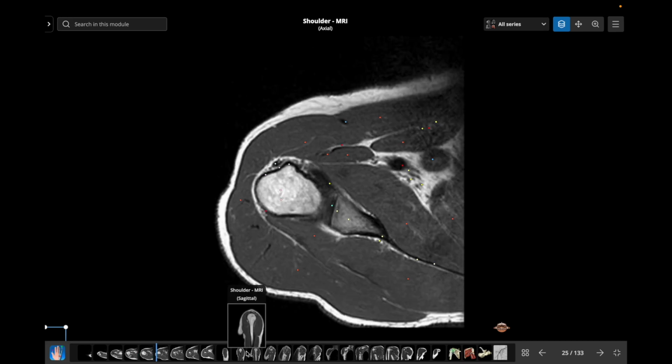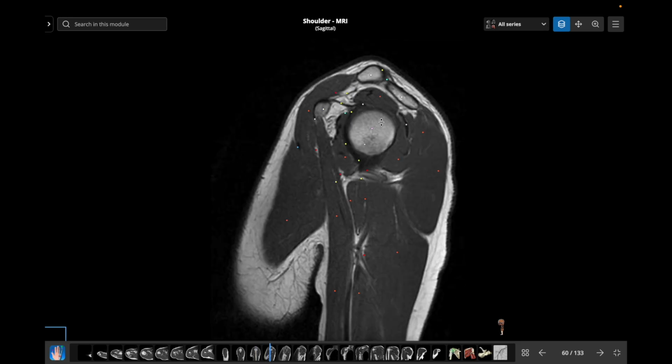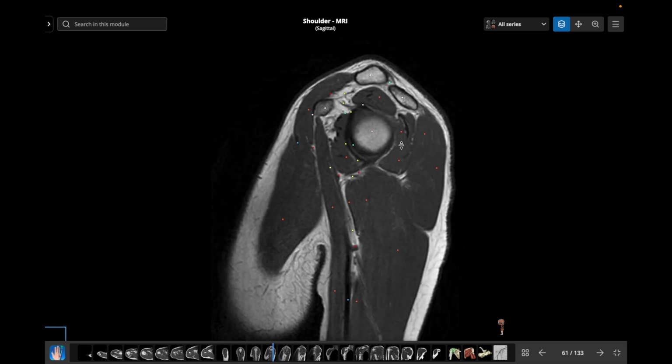We'll go to some of the sagittal images now. I just want to show you, if they're going to show you this ligament, they'll show it to you like this. So this is the coracohumeral ligament, between the coracoid process and the humerus here. And then this would be your coracoacromial ligament between the coracoid and the acromion here.